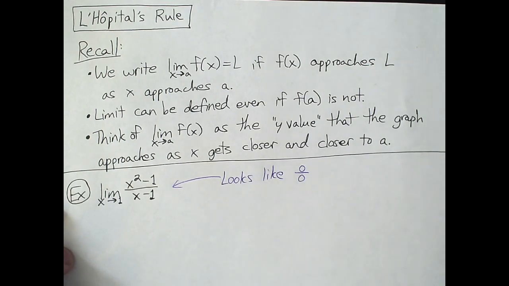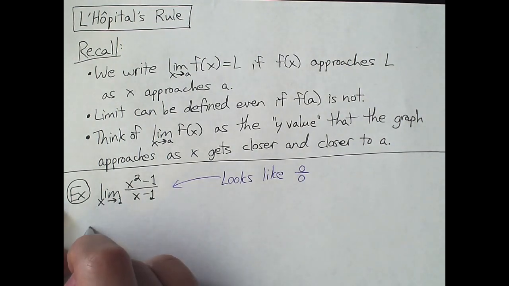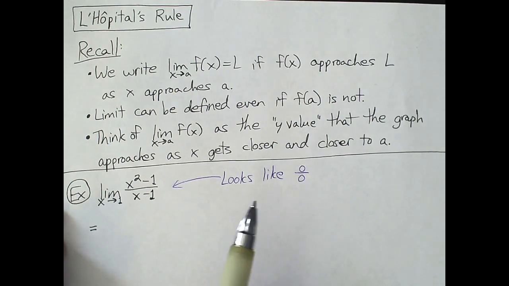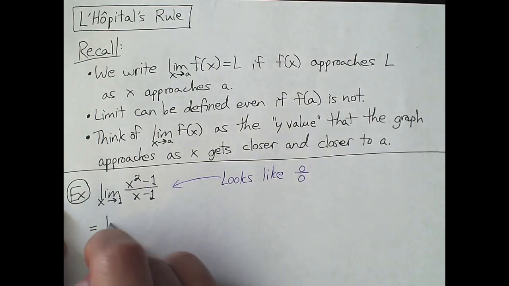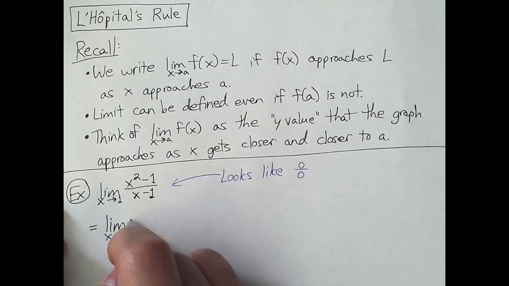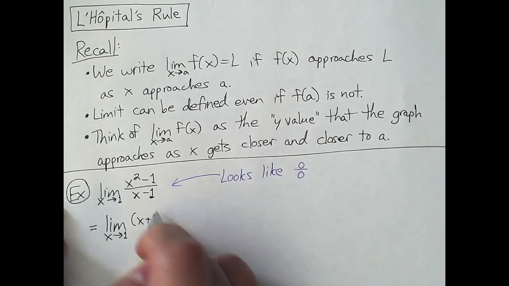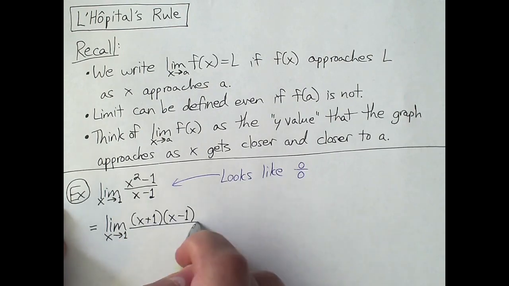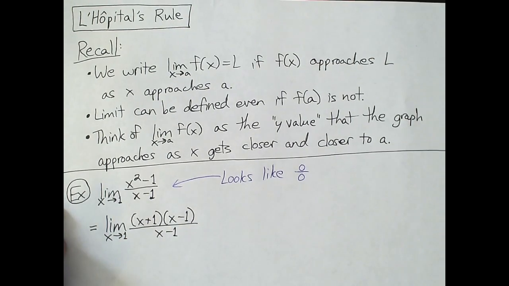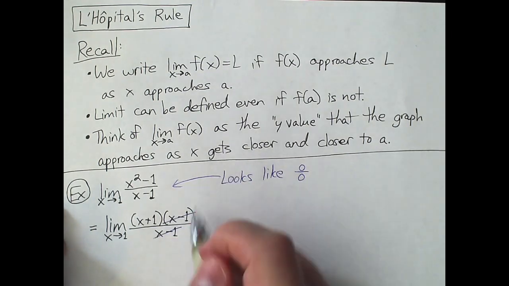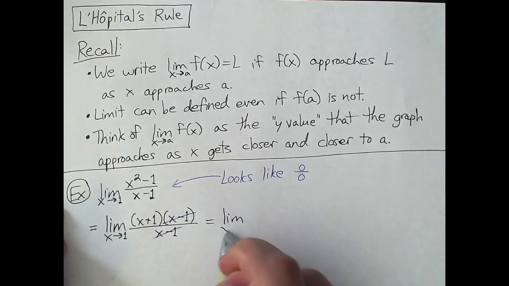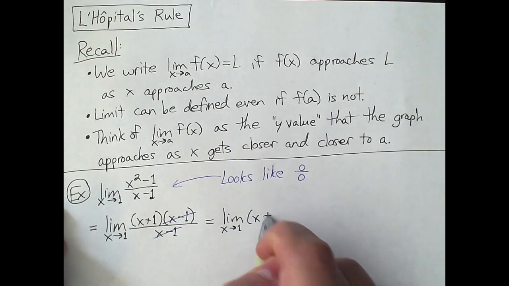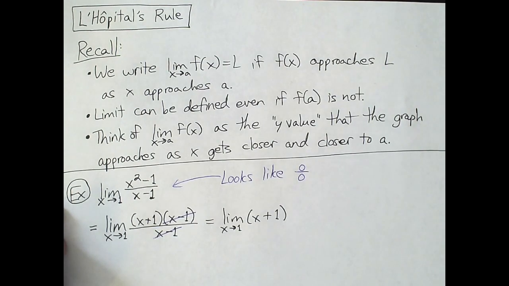"Looks like" is not a very formal mathematical term, but we've seen limits like this before, and we know that it might actually equal something if we factor and cancel. That's how we dealt with this. We factored and canceled. We said the numerator factors into this, and once you've factored it, it's okay to cancel those terms. The limit as x goes to 1 of x plus 1. It's a lot simpler now.